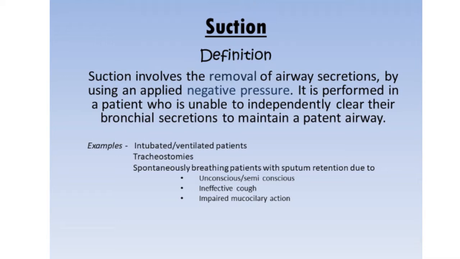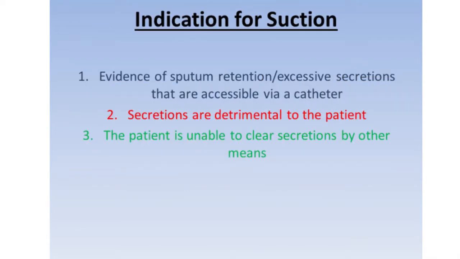Some of the types of patients that we would be suctioning would be our intubated and ventilated patients, patients with tracheostomies, and spontaneously breathing patients with sputum retention due to unconsciousness, semi-consciousness, ineffective cough or impaired mucociliary action. Our indications for suction are evidence of sputum retention or excessive secretions that are accessible via a catheter, secretions that are detrimental to the patient, and a patient that's unable to clear secretions by other means.